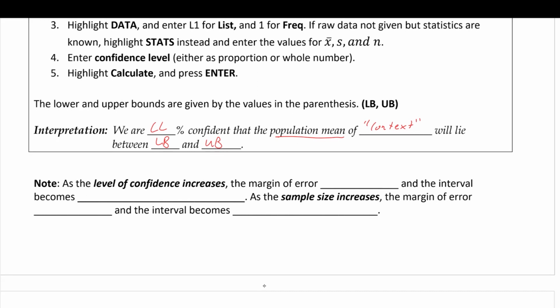Now, note, as the level of confidence increases, the margin of error also increases. Okay, so if you want to be more confident in your interval, then you have to be willing to make that interval wider, right? So that's what that means. The margin of error is just how wide it is. And the interval becomes wider, larger. Okay. As the sample size increases, the margin of error actually decreases. Okay. So with more data that you collect, this margin of error actually does get smaller.